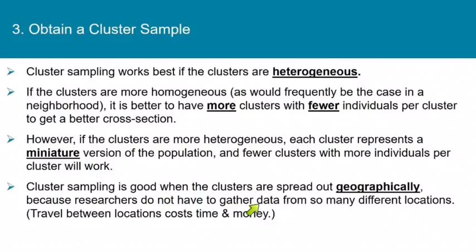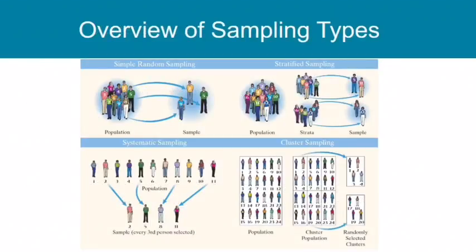Cluster sampling is good when the clusters are spread out geographically, because then researchers don't have to gather data from so many different locations, because travel between locations costs time and money. So in a case like this, where the clusters are spread out geographically, we really would want to have heterogeneous clusters so that once a researcher gets to a place, they can just interview all the people in that place and not have to travel to lots of places. A lot of times the purpose of using cluster sampling in the first place is to minimize travel. Okay, here's a little overview of sampling types, and these are all the ones we've talked about.